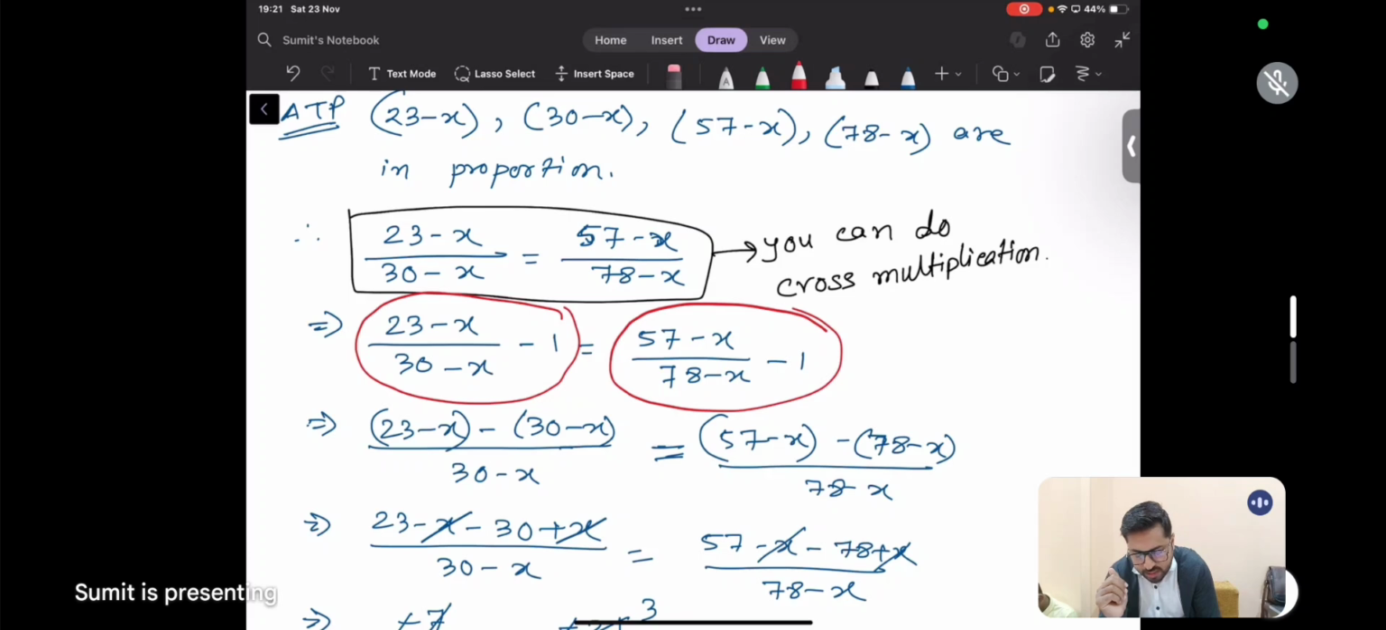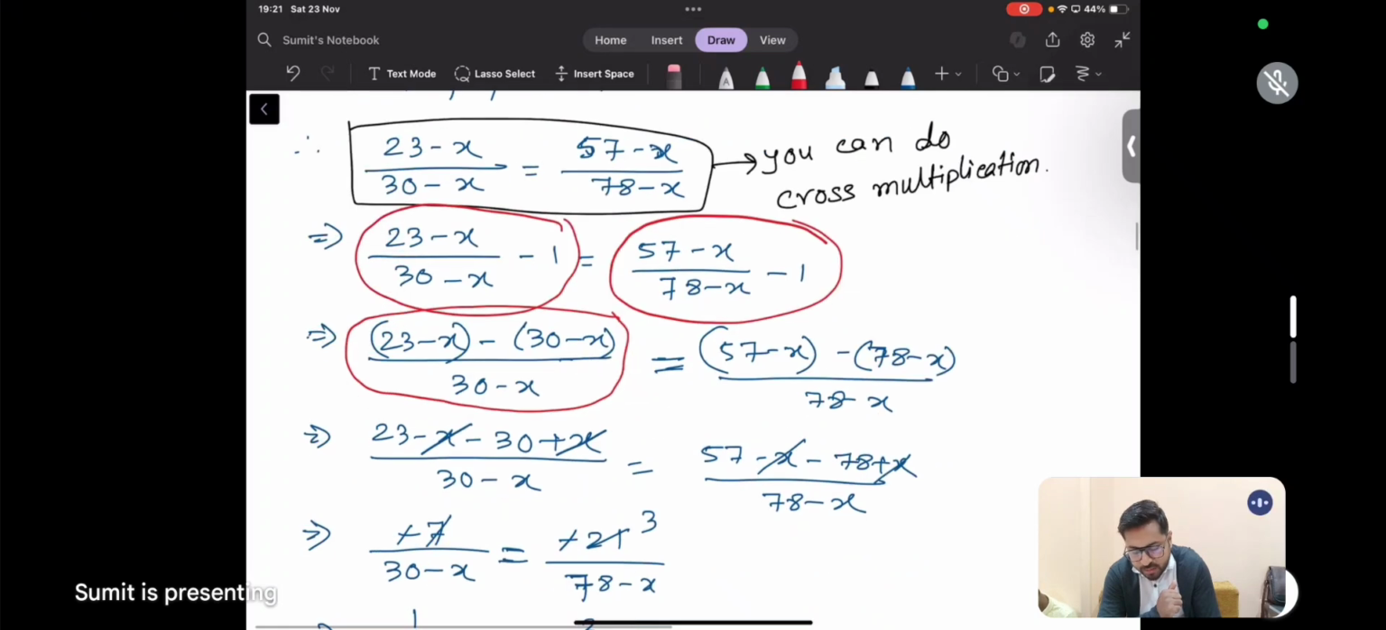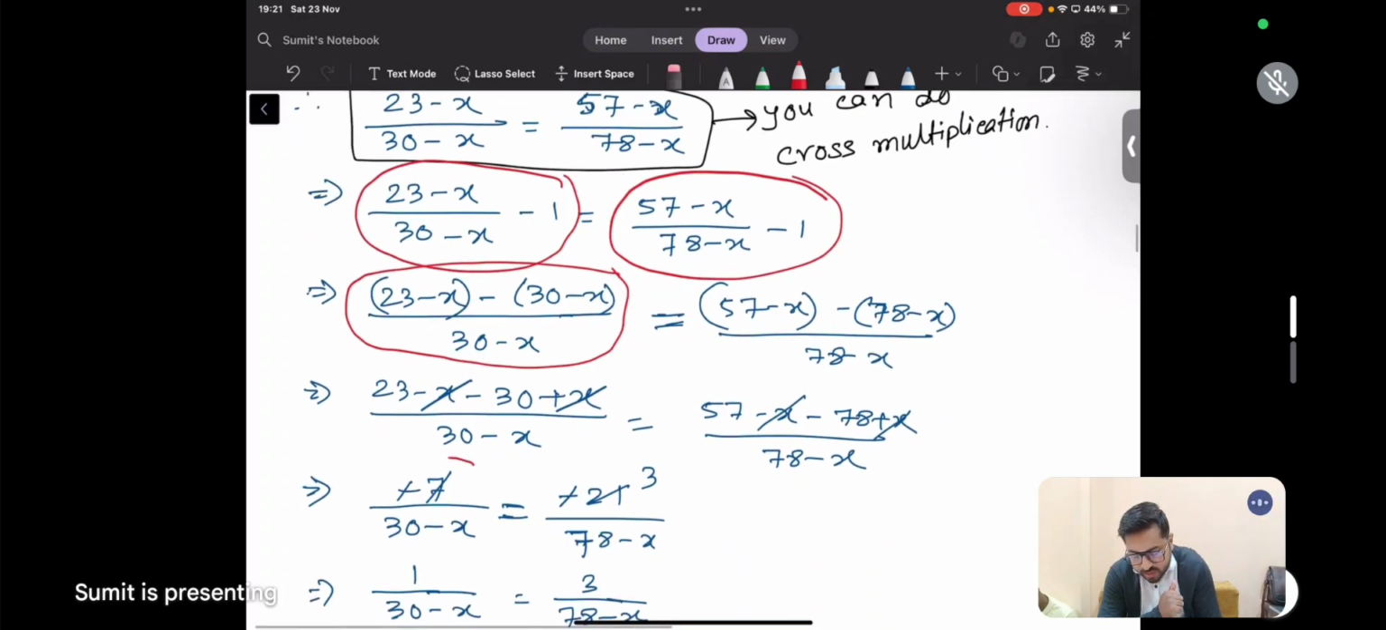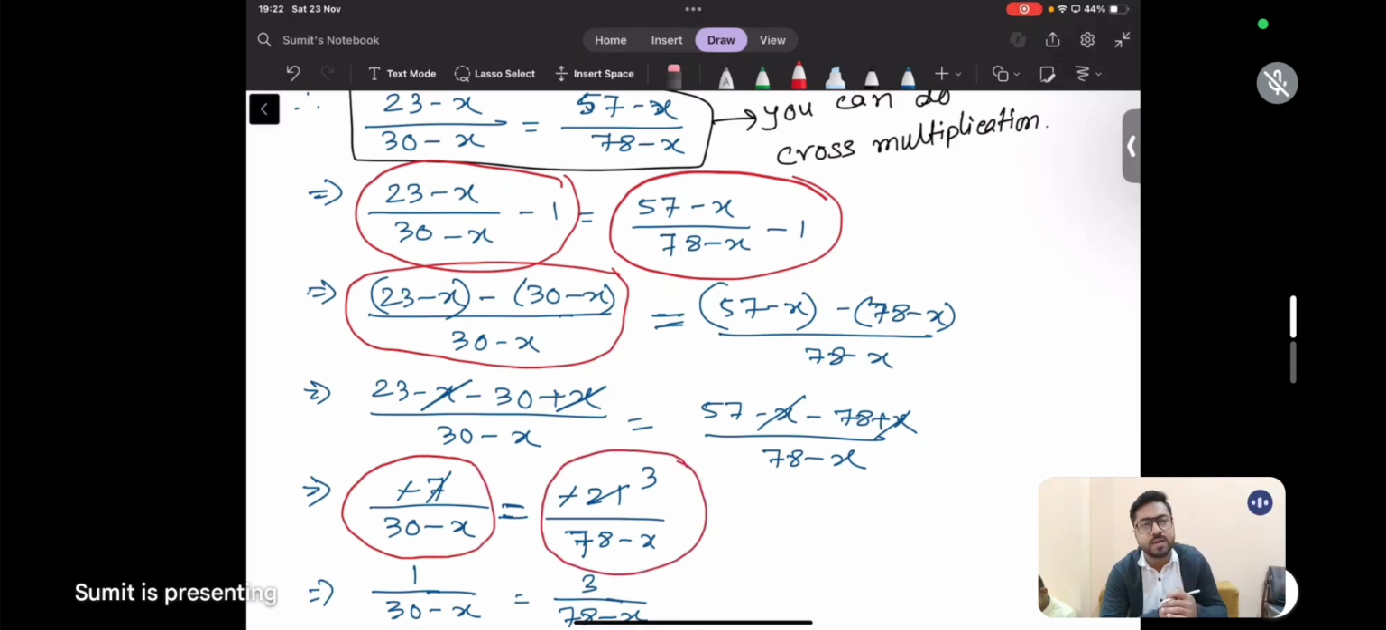That means if you do the LCM, the LCM will be 23 minus x minus of 30 minus x. Then if you open the bracket, that x cancel out হয়ে যাচ্ছে, x cancel out হয়ে গিয়ে তোমার থাকবে এরকম -7 by 30 minus x, আর রাইট হ্যান্ড সাইডে থাকবে 3 by 78 minus x.